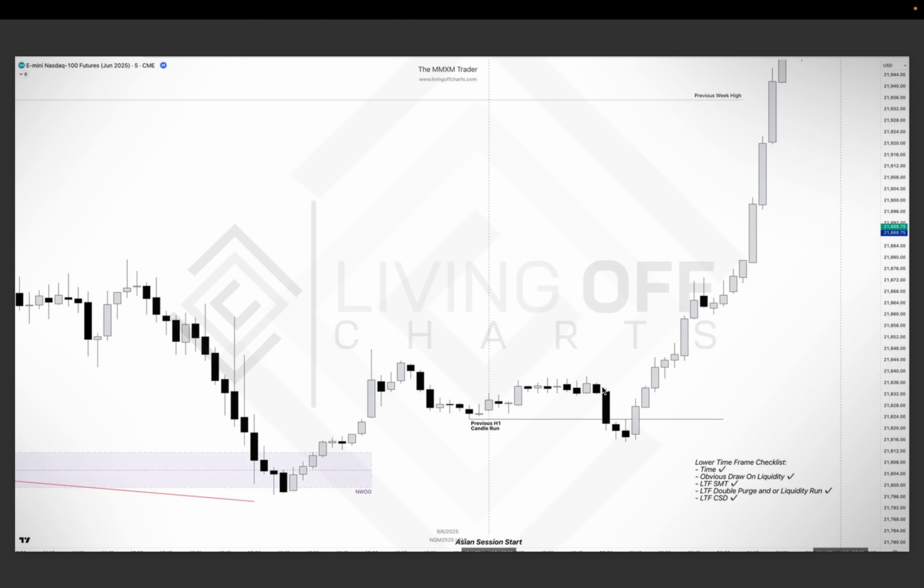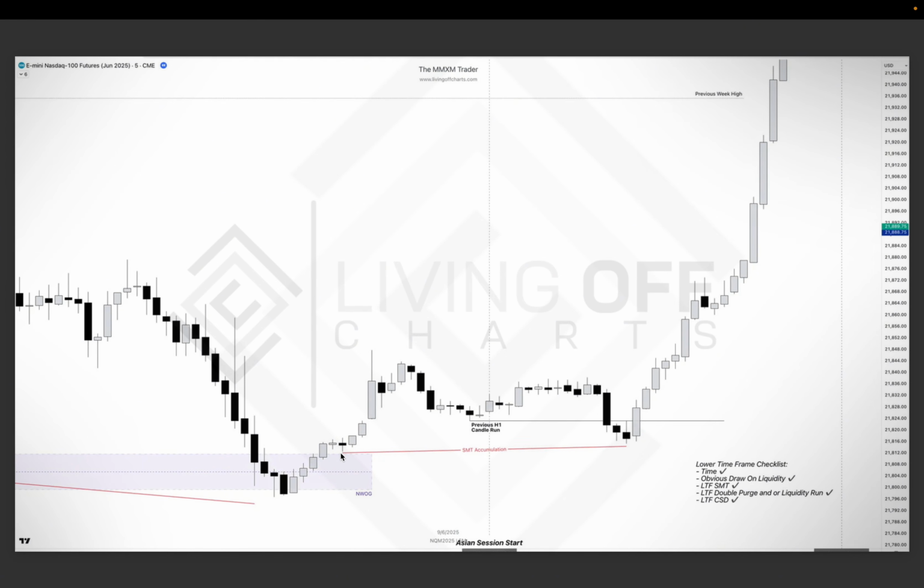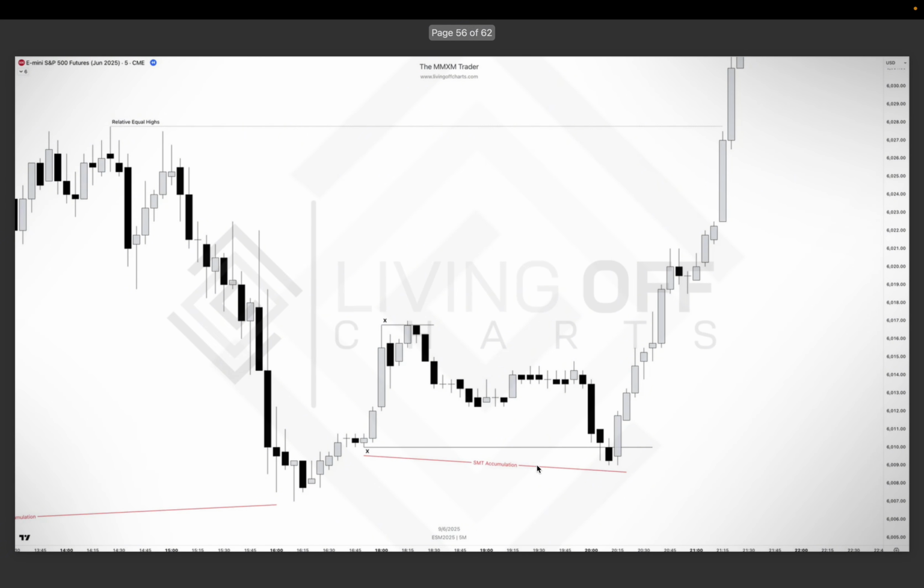Next, do we have an obvious draw on liquidity, right? So if we zoom out, look at these highs right here. When I said obvious, guys, this is what I meant. You're not second guessing this. You're looking at the chart and you're like, this is really obvious, relative equal highs, and where the market should trade up to. Next, we're looking for lower time frame SMT, which we get right here with this swing low. That's ES right there. It's also a double purge on ES.